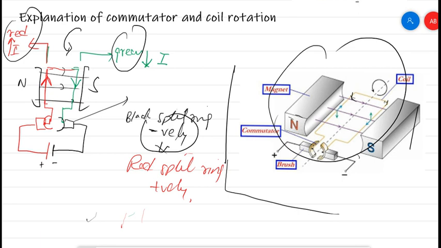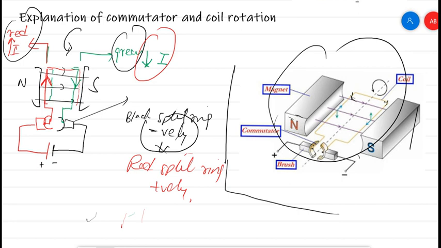All right, so what will happen? After rotation, the green side of the coil will reach this place, and the red side will reach this side after the rotation. Now, as the sides have changed: before, in the red side of the coil the current was upward, and in the green side the current was downward. But now the sides have changed. The right side has reached the left side, and the left has reached the right side.